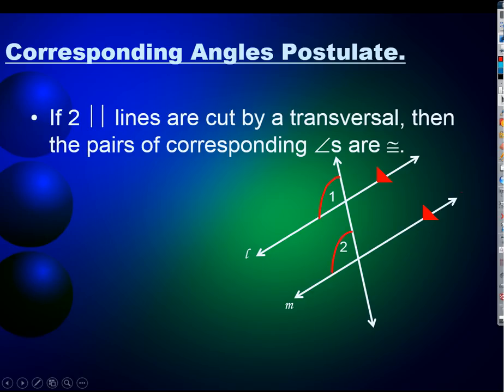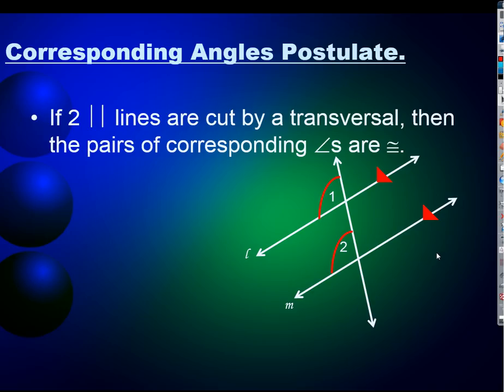If lines L and M are parallel, wouldn't you agree that if I were to drag line L straight down onto line M, angle 1 and angle 2 would have to exactly line up? Everybody agree with that? Okay, so we can see then, for that reason, that if they're identical angles, they must be congruent, right? And so we come up with this postulate. All right, so in this case, angle 1 and angle 2 are congruent.